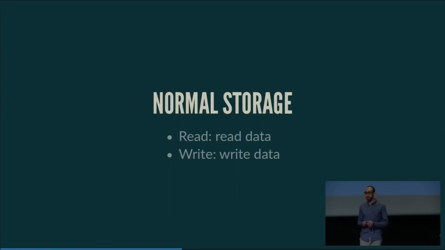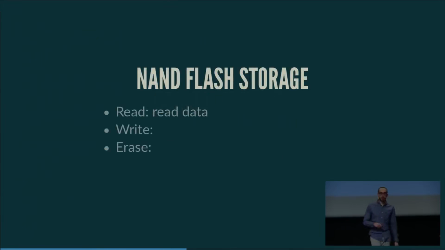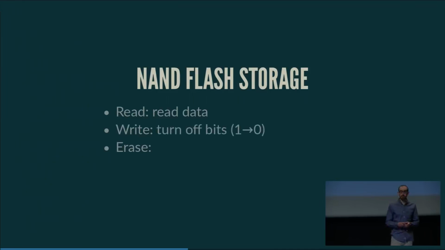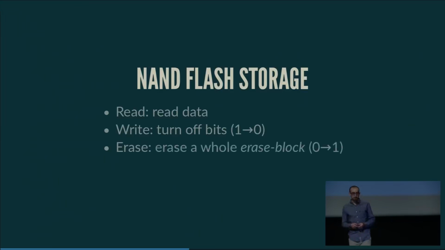This is pretty normal. Then you have NAND flash storage. If you have a NAND flash storage, you can do a read operation, which still reads data, as before. But a write operation actually turns off bits. If a bit was already 0, it won't turn it into a 1. So this is basically applying a mask to bits on the storage. And then you have an erase command, so you have some way of reversing this process. An erase operation erases a whole erase block. It turns all the bits in this block into ones.